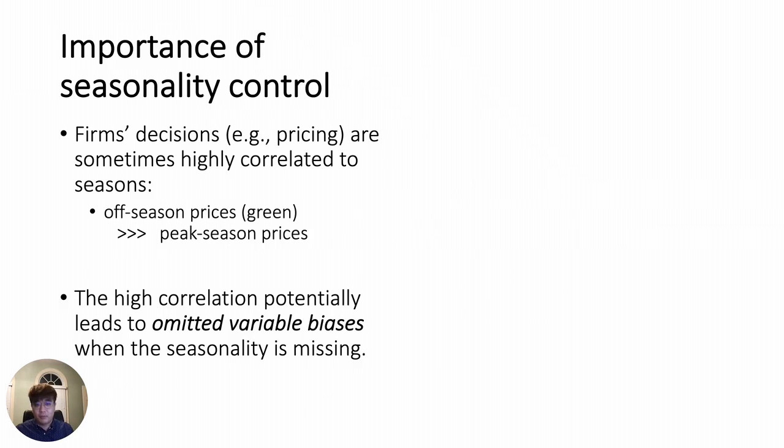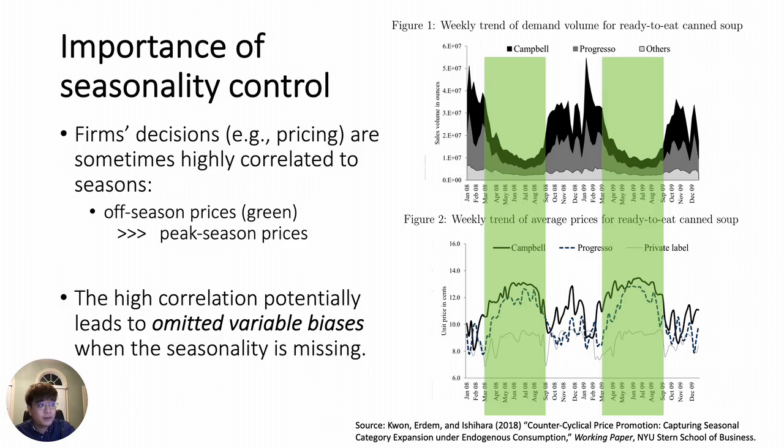Seasonality control is important because farms' decisions, like pricing, are sometimes highly correlated to seasons. These two figures show the weekly trend of demand volume and average price for ready-to-eat canned soup. The green area indicates the off-season in summer, and as in figure 1, demand volume is relatively super low during the season. But as in figure 2, during the summer, the soups were sold at a relatively high price.